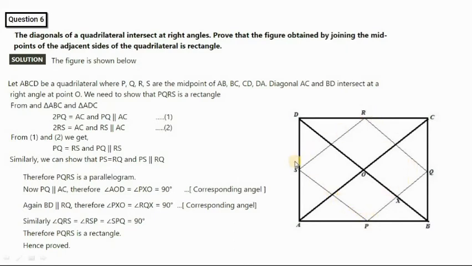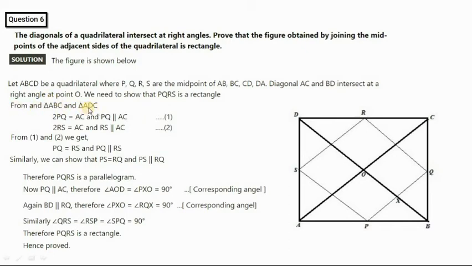We need to prove that this is nothing but a rectangle. In a rectangle, the opposite pairs of lines are parallel and equal to each other, and with that each corner angle is 90 degrees. That is what we need to prove here. Now let us see triangle ABC and ACD.